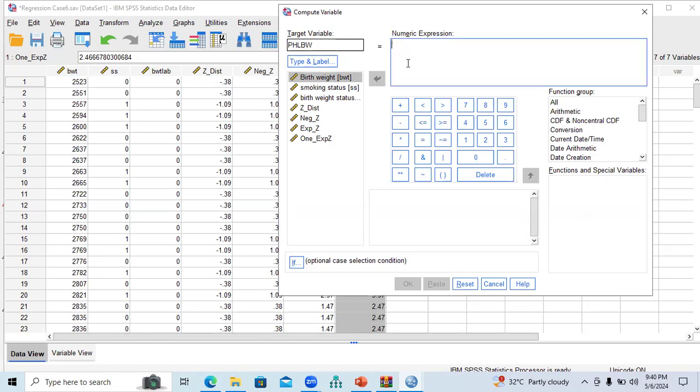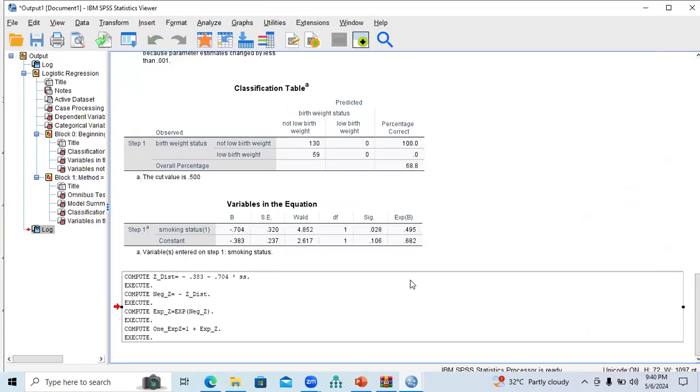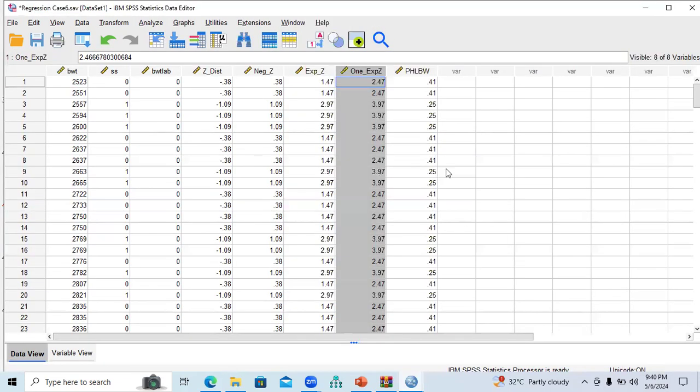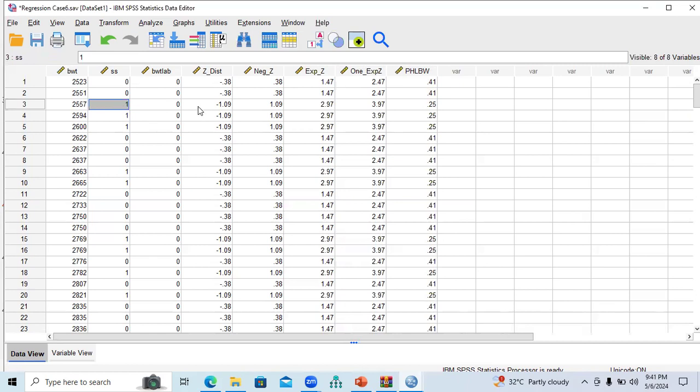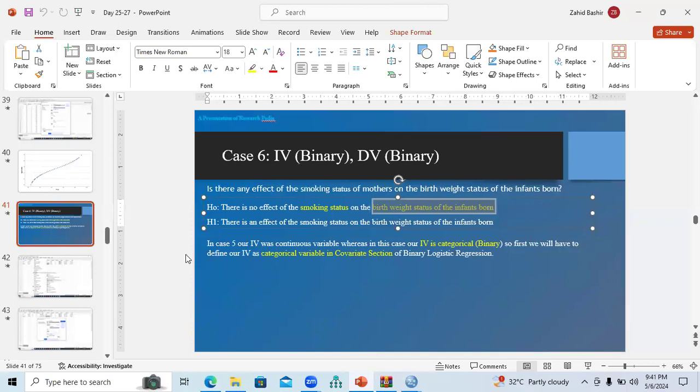So what we need to do, we need to divide 1 by 1 plus exponent Z. So click on OK and verify the results. So these are the results. So you can see here, if there is no smoking status, probability of having low birth weight is 41%. And if there is smoking status, there is 25% chance of having low birth weight.